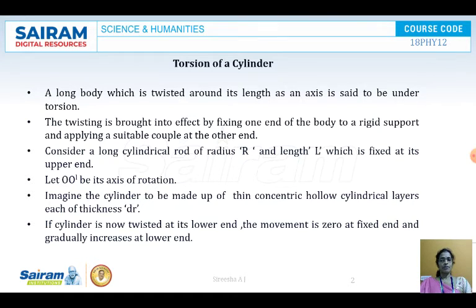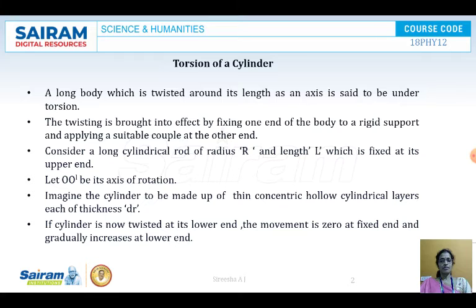The twisting is brought into effect by fixing one end of a body to a rigid support and applying a suitable couple at the other end. Consider a long cylindrical rod of radius R and length L, which is fixed at the upper end. The lower end is free to move. Let OO dash be the axis of rotation. We will see the diagram in the next slide.